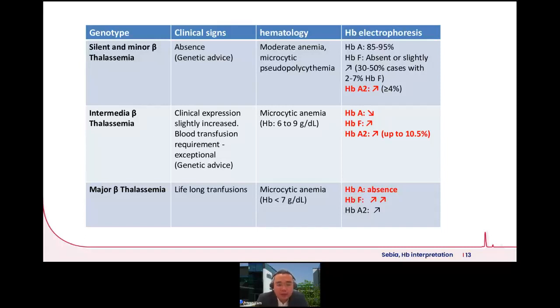Okay, and the increase of hemoglobin A2 can even go up to 10.5%. And of course, being a more severe disease, the clinical expression would be more. Blood transfusion might be required as well. Of course, in major beta thalassemia situations, lifelong transfusions are required. Okay, in both instances of intermediate and major, you will see microcytic anemia as well. And of course, for the major beta thalassemia, because there are no beta genes expressed, hemoglobin A is absent and hemoglobin F is increased more.